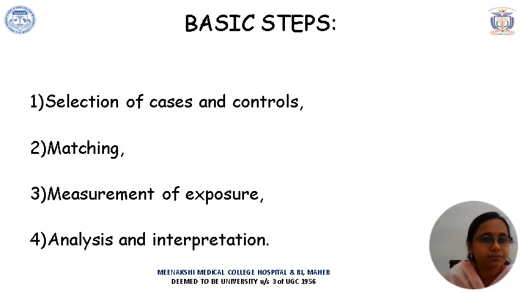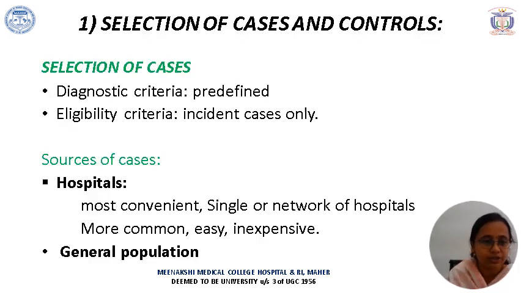So the basic steps here are selection of cases and controls, next matching, and then the measurement of exposure. The last step is the analysis and the interpretation. So coming to the selection of cases and controls, in the selection of cases, we have to have predefined diagnostic criteria for a certain disease and we have to mention the eligibility criteria, in order to prevent error in the study.